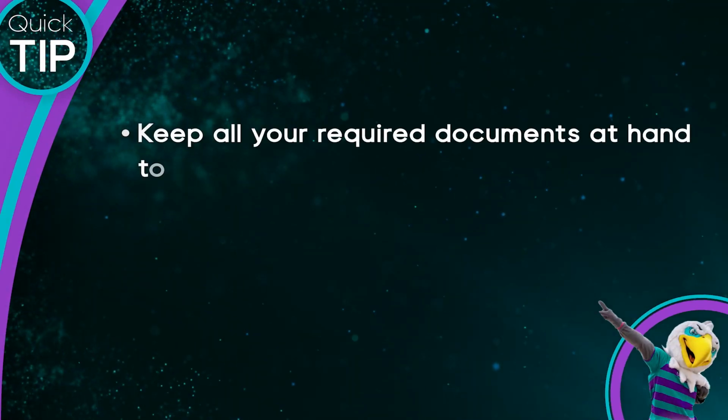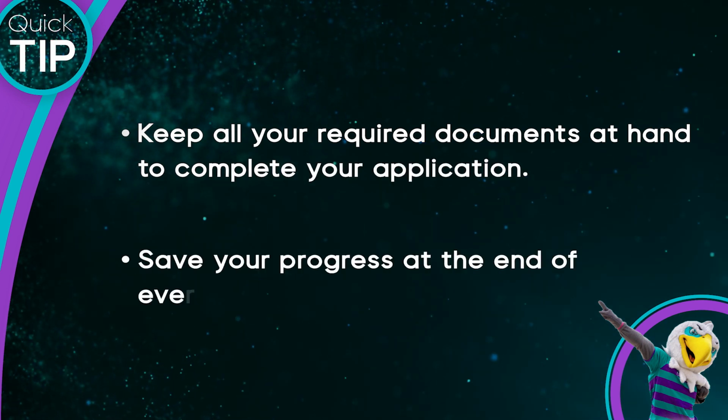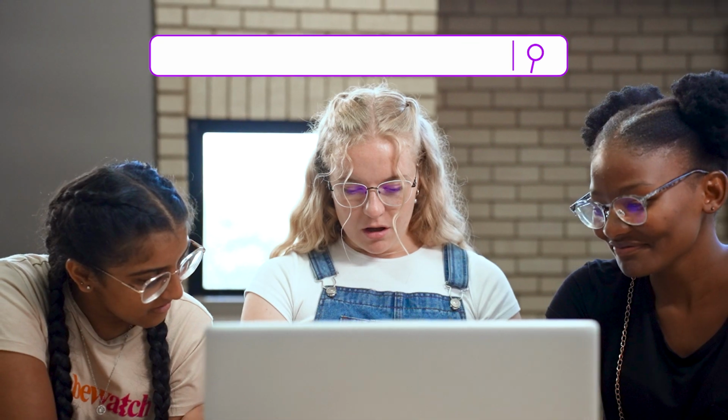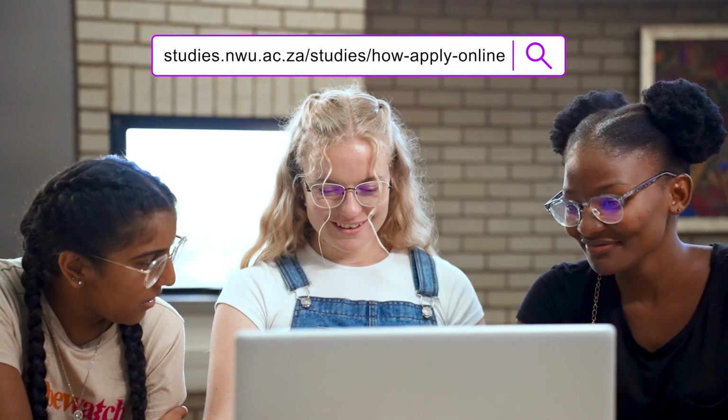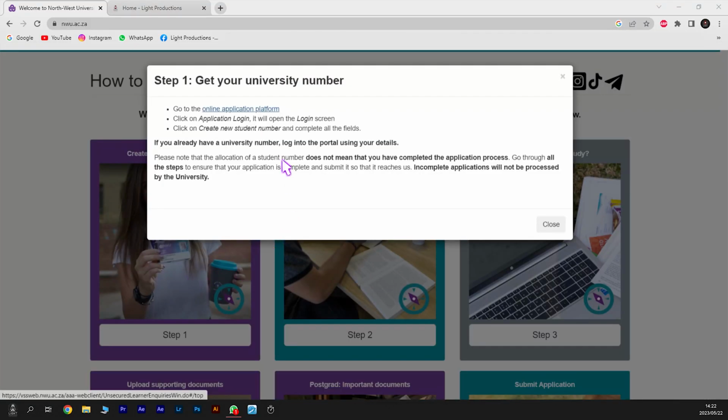Keep all your required documents at hand to complete your application. Save your progress at the end of every screen. Visit the NWU How to Apply online webpage and click on Step 1. Create your university number to open the application platform.